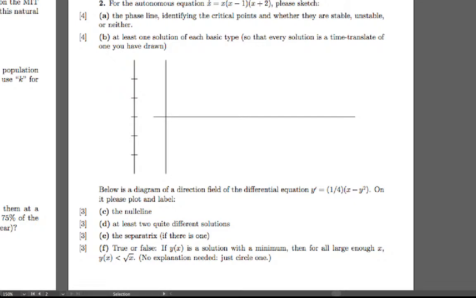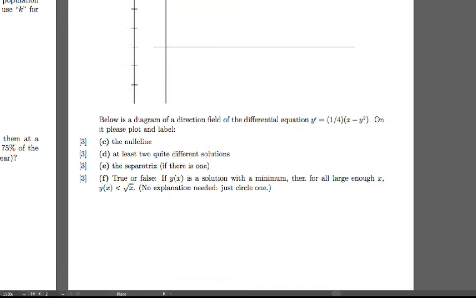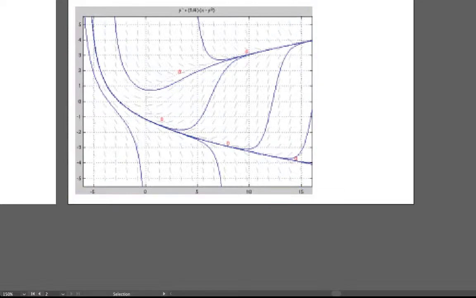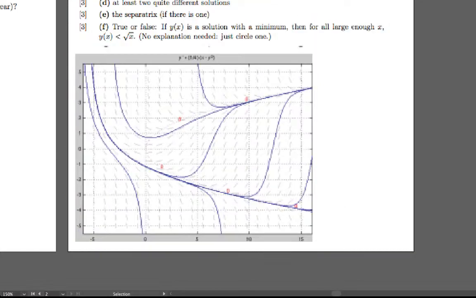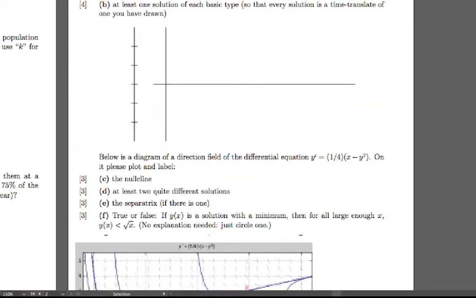So instead, I'll just go in here, place that guy in. There you go. Oh, but you can't see it clearly, so I guess I need to zoom in to help with that.